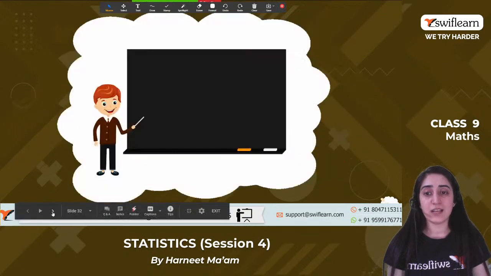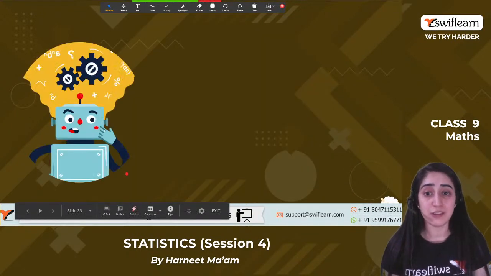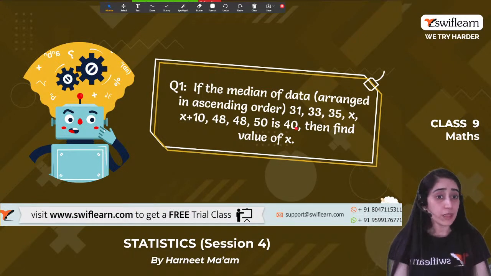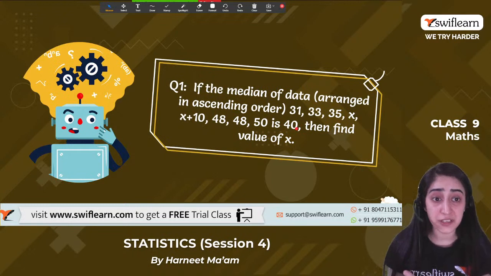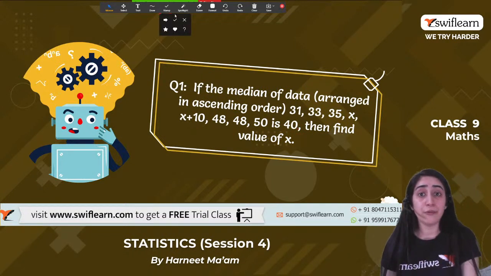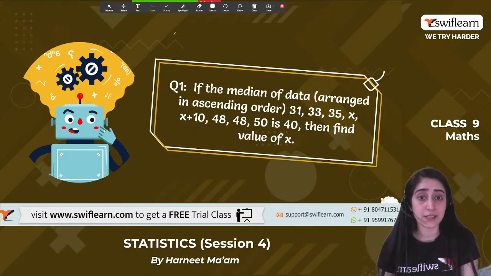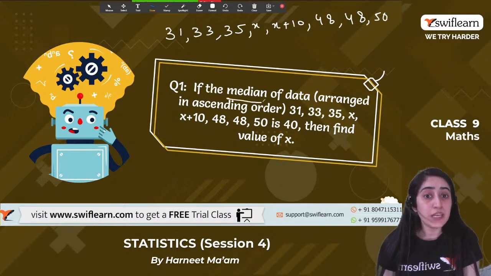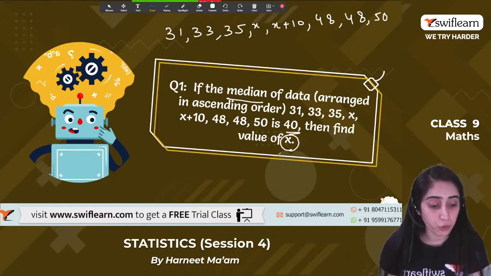It says that we have to try it ourselves. That says the median of a data is given to me. All right. It has a range in ascending order. And we have to find out the value of x. Now, understand this question, what it says, that the arrangement of this data is already done in an ascending order. All right, 48, now again 48, then 50. Now, median is given to me, that is 40. All right, I have to find out the value of x.